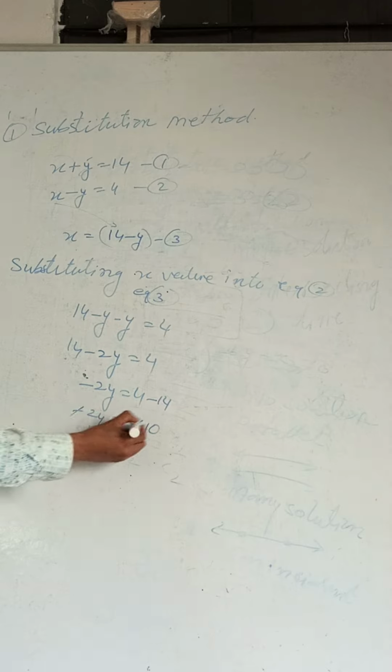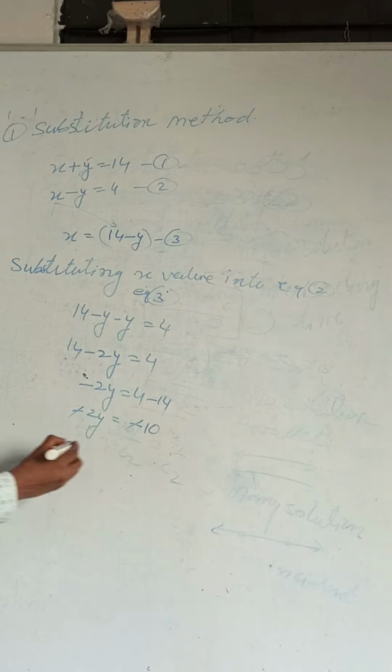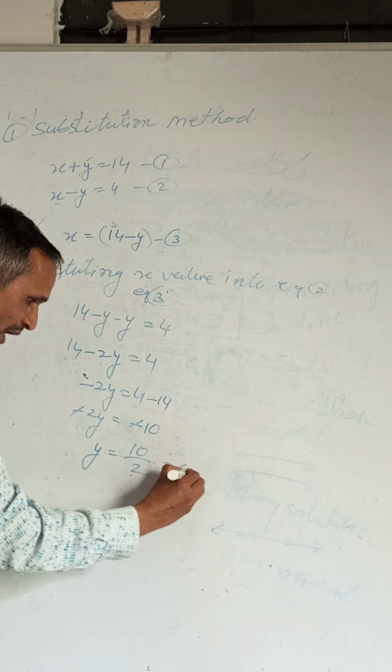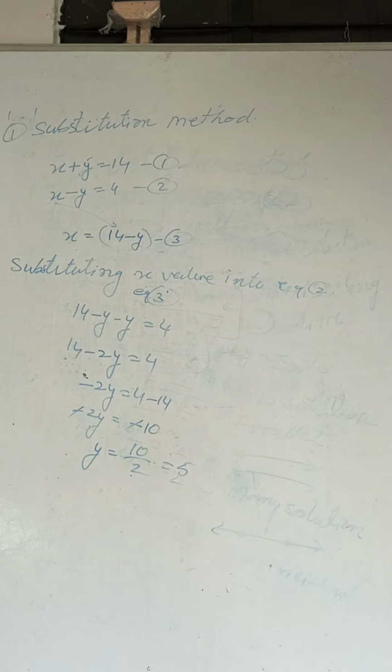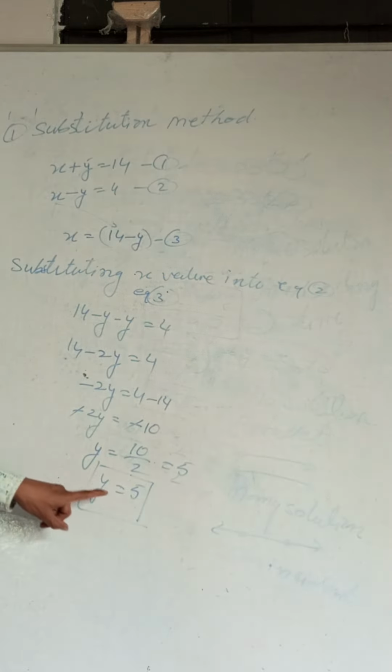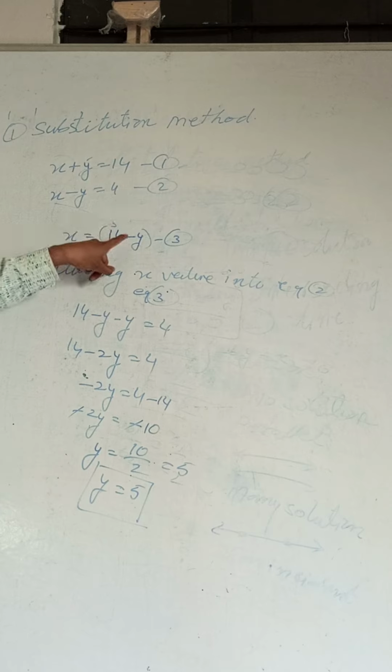The minus can cancel on both sides. So we can write y is equal to 10 by 2, which is 5. So we got the y value: y is equal to 5. Now keeping this y value into equation number 3, we get the x value. Now what can we write?